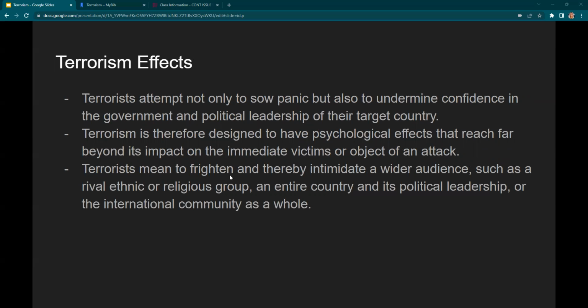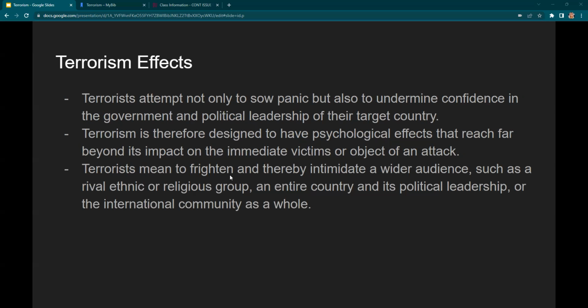Terrorists attempt not only to sow panic, but also undermine confidence in the government and political leadership of their target country. Terrorism is therefore designed to have psychological effects that reach far beyond its impact on the immediate victims or object of an attack.